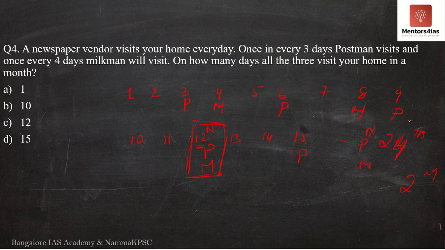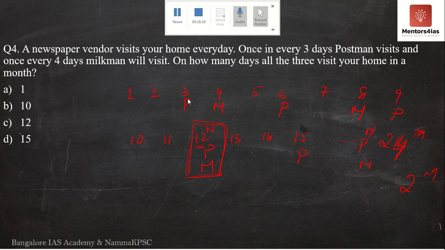But this is of next month. But the question is asking on how many days all the 3 will visit your home in a month. How many days? It is nothing but twice, or once every 12 days. So on how many days do all the 3 visit your home in a month? So it actually has to be once every 12 days. Just a second over here.